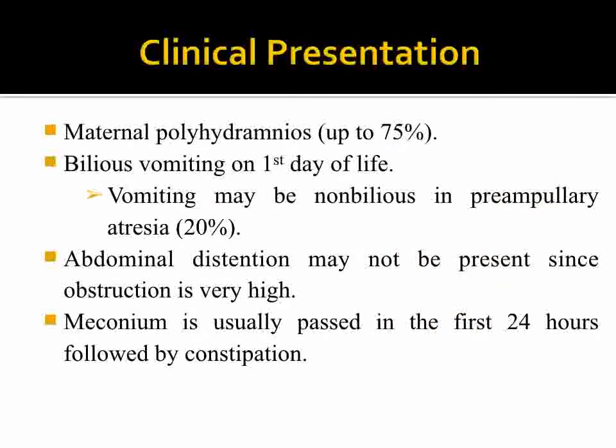A baby with neonatal duodenal obstruction will present with the same picture as we said: maternal polyhydramnios, early bilious vomiting. The abdominal distension will be mild or just epigastric, and it will not be marked. The baby may pass meconium once or twice, usually in the first 24 hours, followed by constipation. So the baby usually fails to pass meconium, or passes it just once or twice and then becomes constipated. This is the clinical picture.